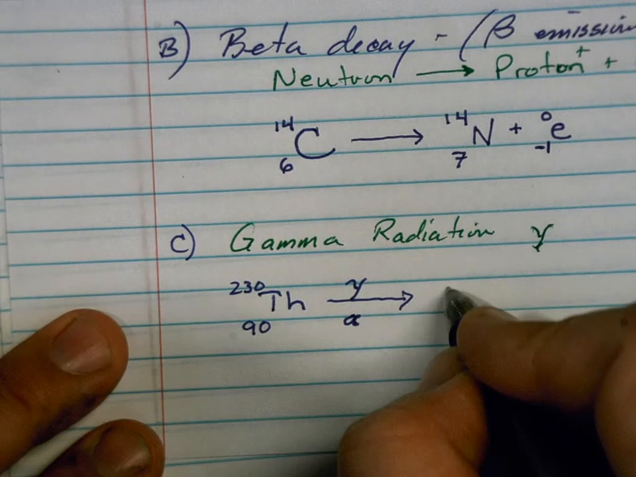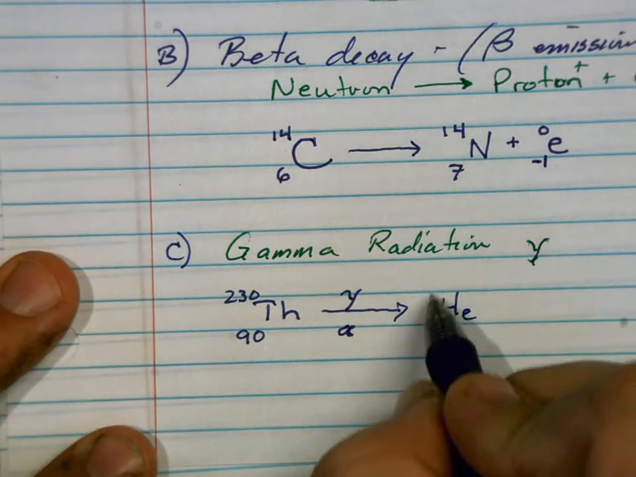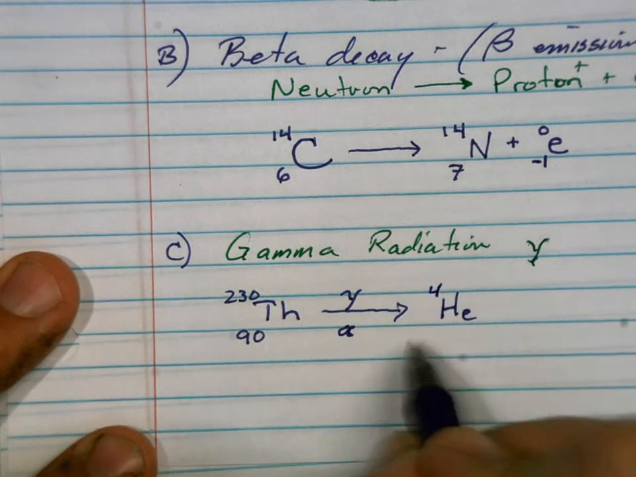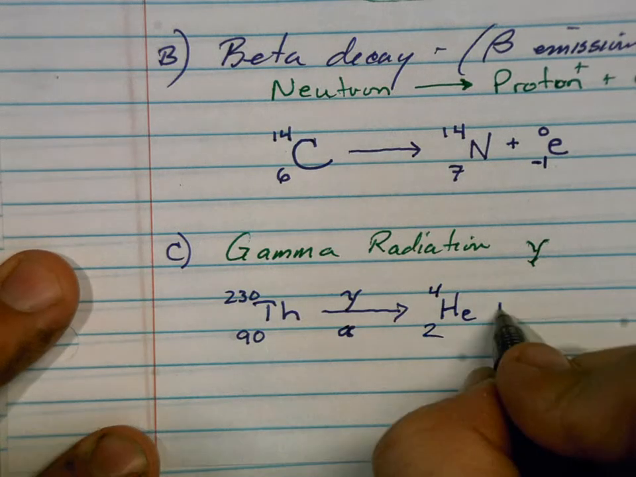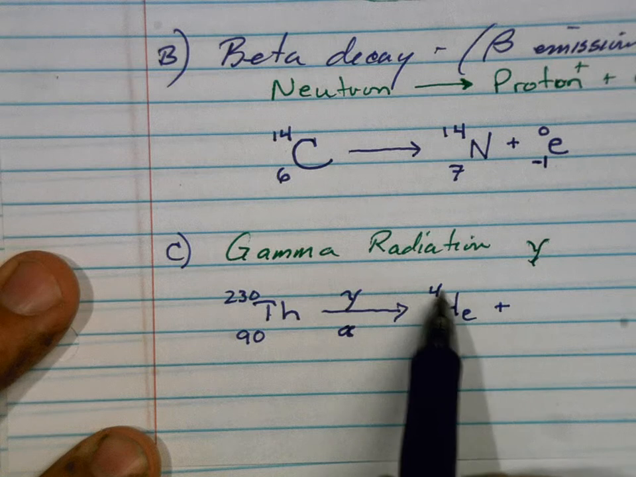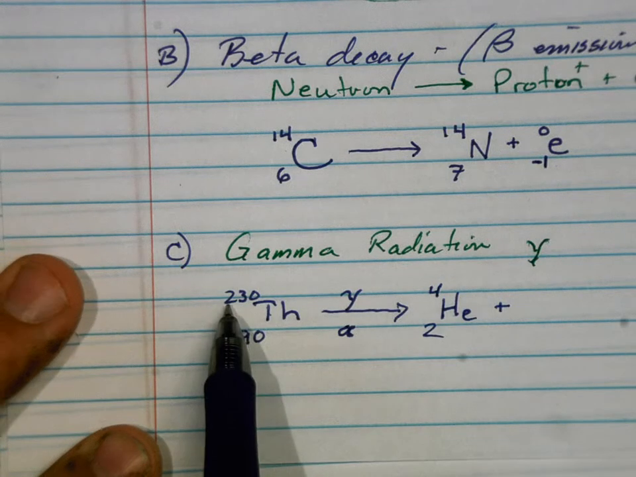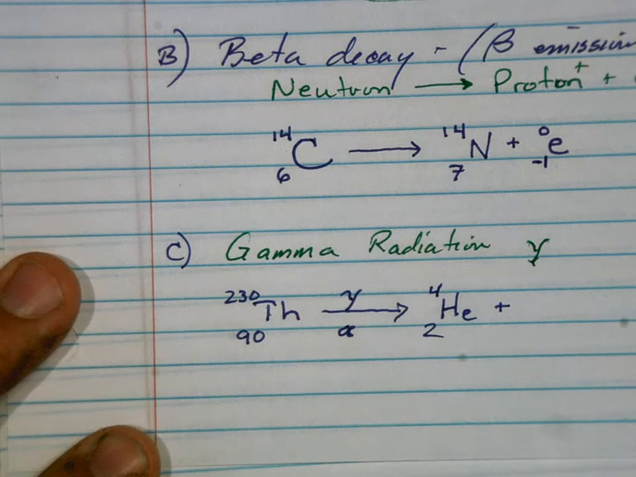I just recommend put helium first, since we know that it's an alpha decay. And helium has a mass number of 4 and its atomic number 2 on the periodic table. Now, we have to take a look at thorium here, because thorium gave up 4 of its mass to make this helium. So let's see, 230 mass number minus these 4. Can you work that out for me? Come on, work it out.